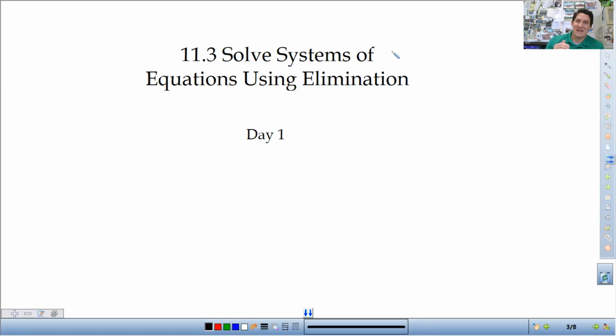This is probably, other than graphing, the quickest and easiest way to find the solution of a system of equations, as long as the equations are set up for you in standard form. Standard form, again, is where the x and y are on the same side of the equal sign. So let's look at our first example.